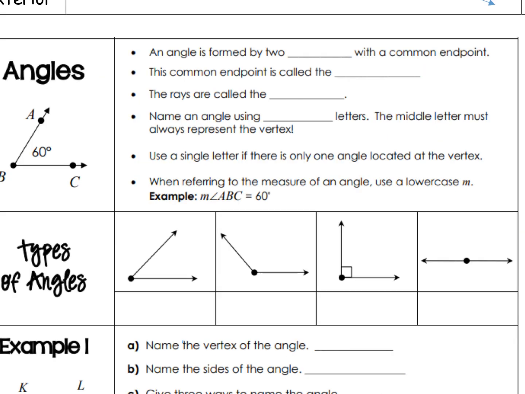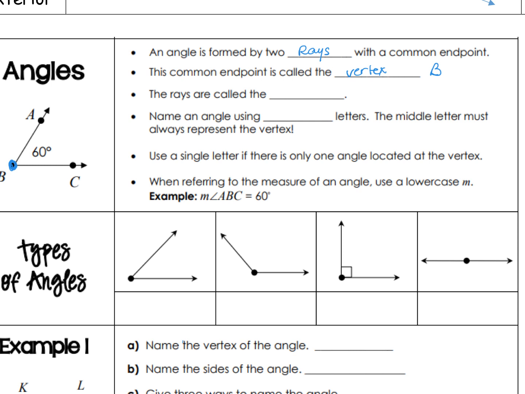All right, so now talking about angles. An angle is formed by two rays with a common endpoint. So two rays with a common endpoint. The common endpoint is called the vertex. So if I look in this picture, where these two rays come together would be B. So B is the vertex of that angle.